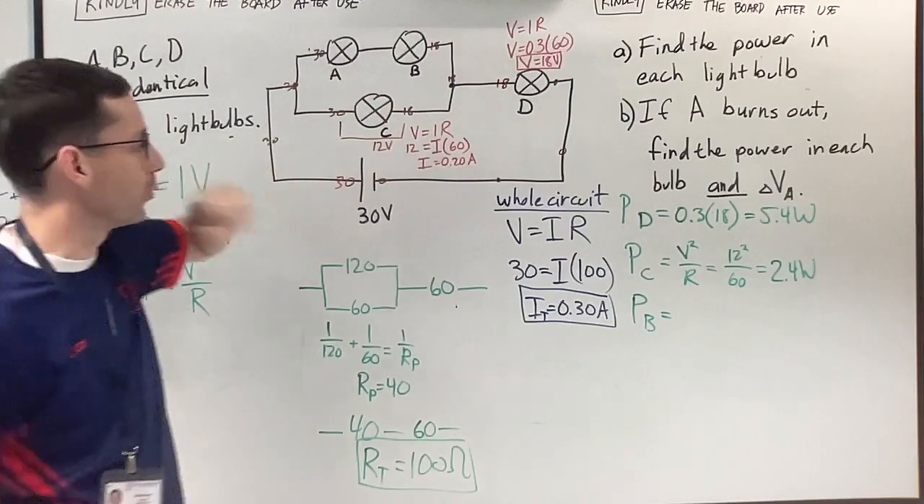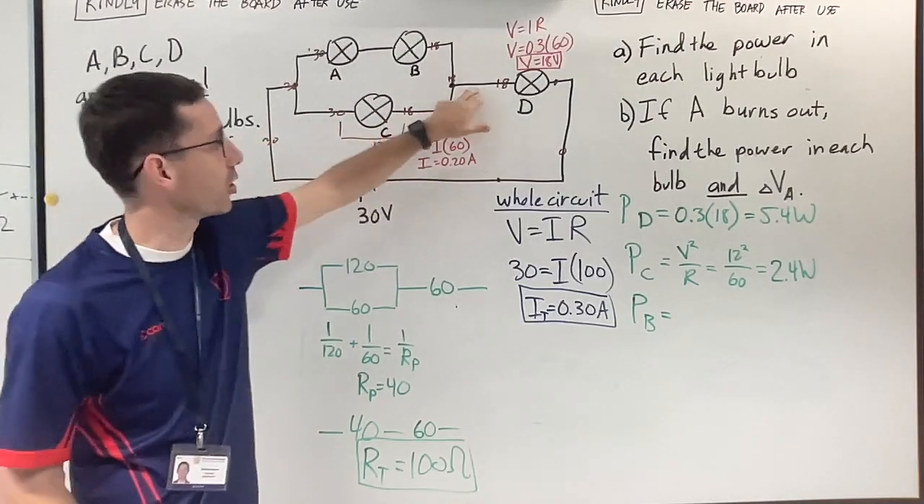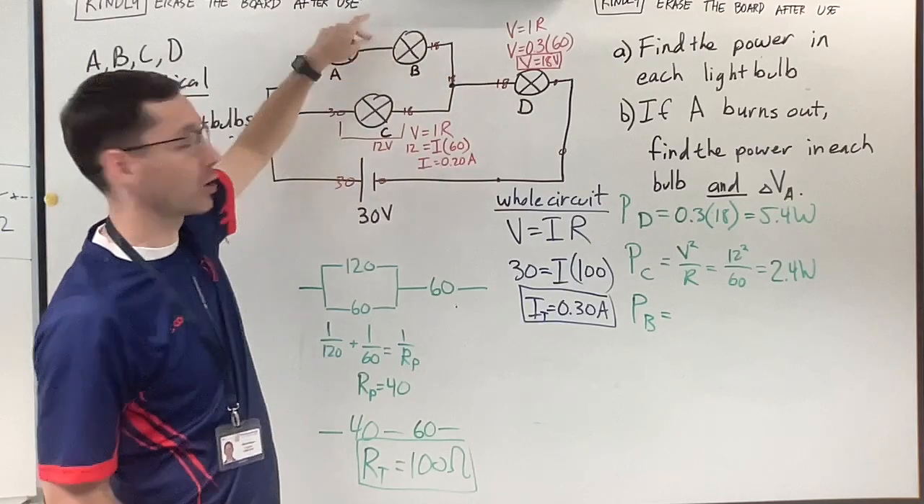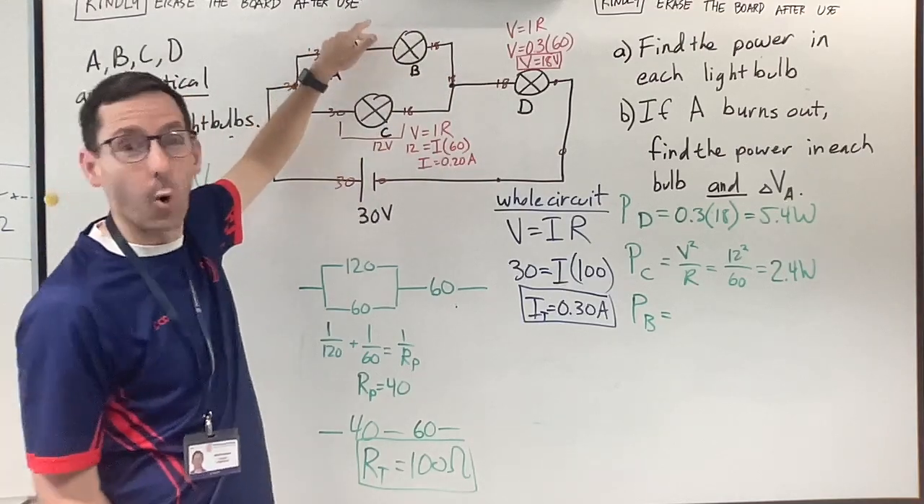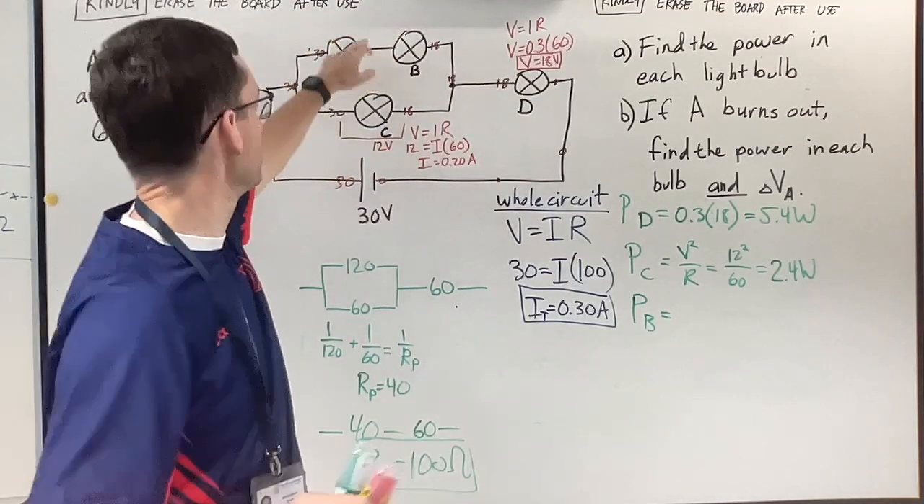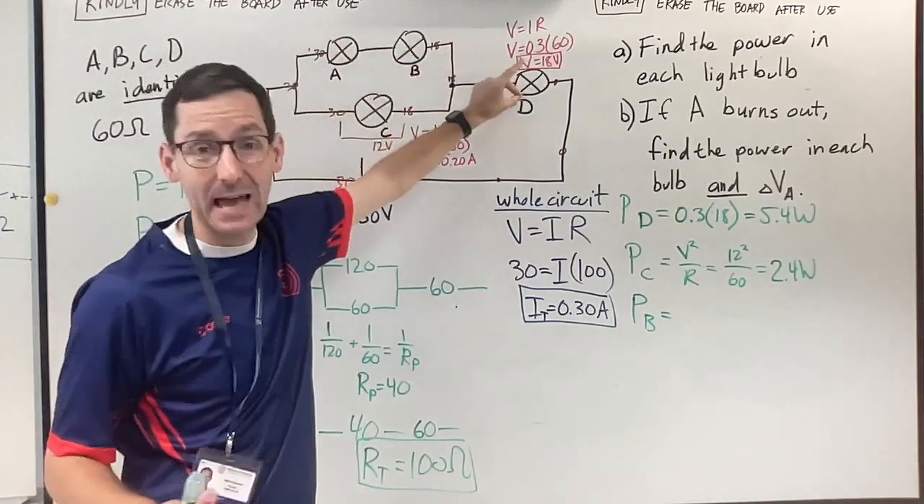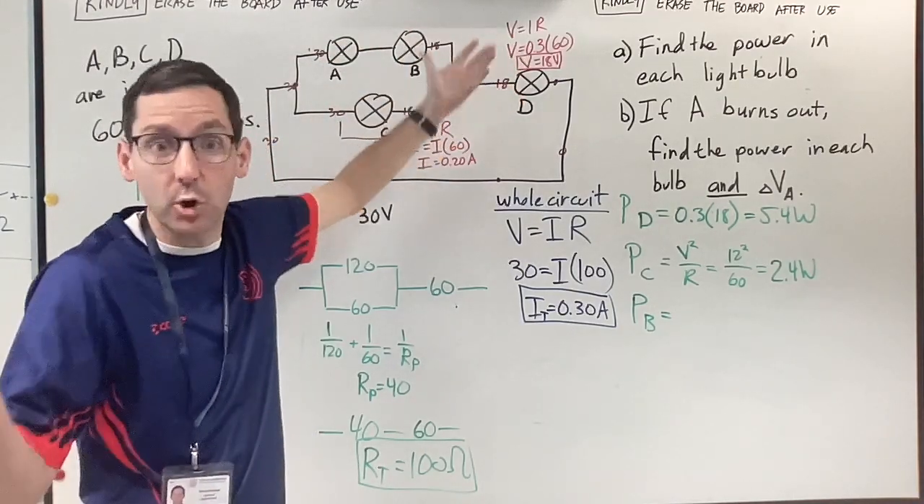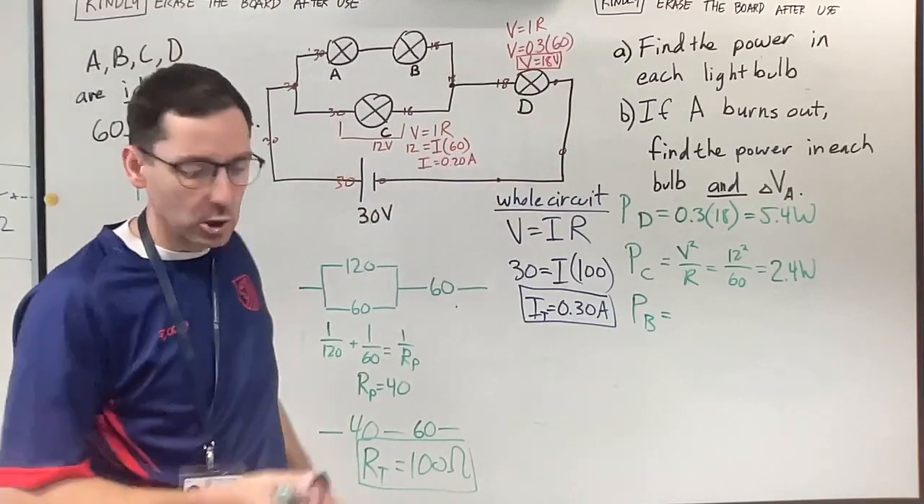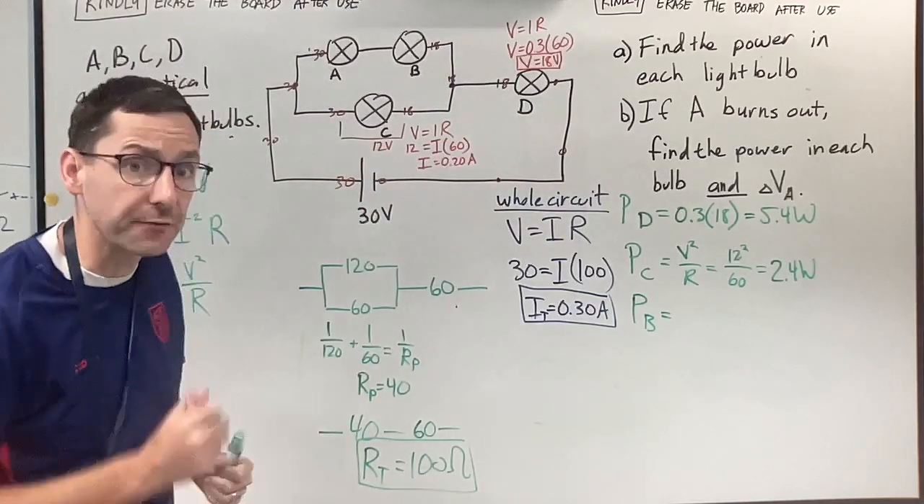We know that the current here is 0.2 and the current there is 0.3, which means the current up here has to be 0.1, right? Because these two have to add together to give us that one. So you could find the current if you wanted.